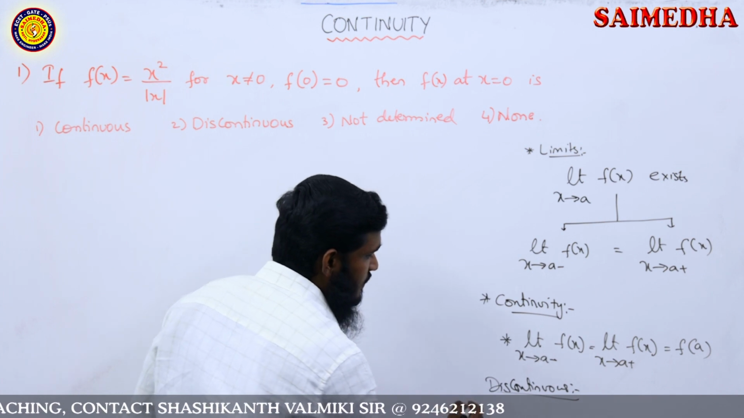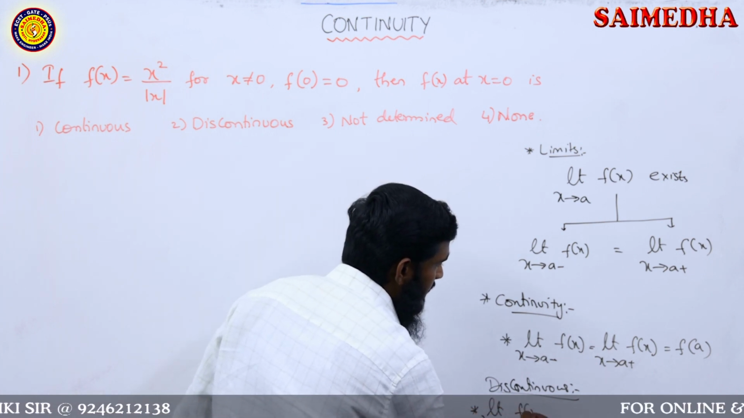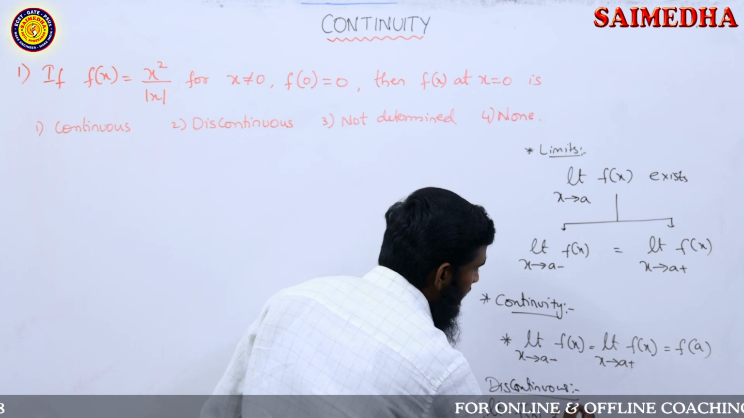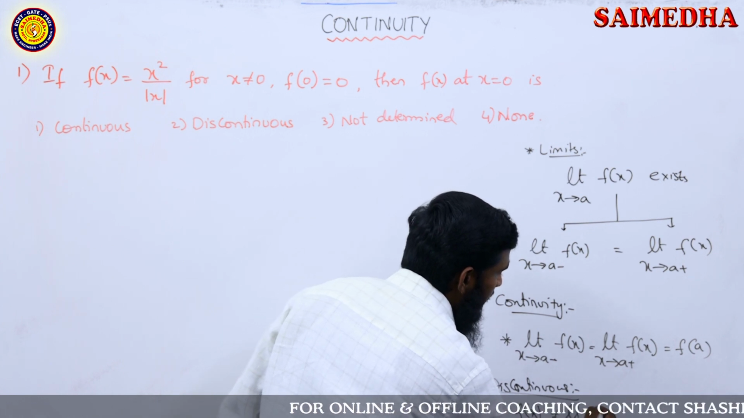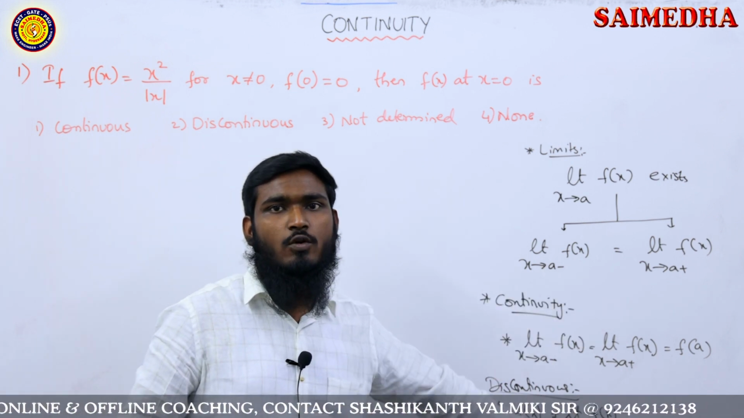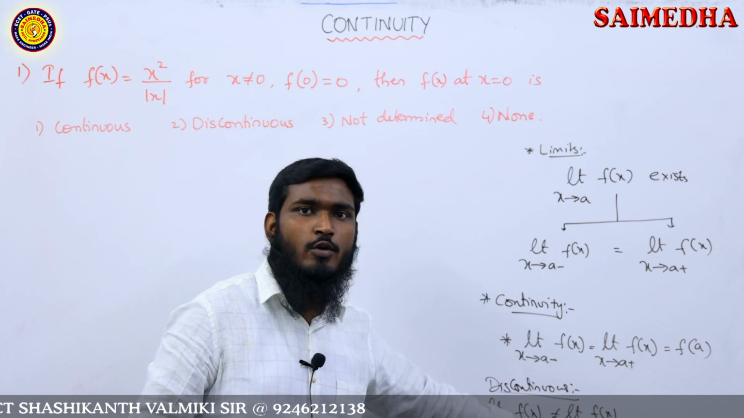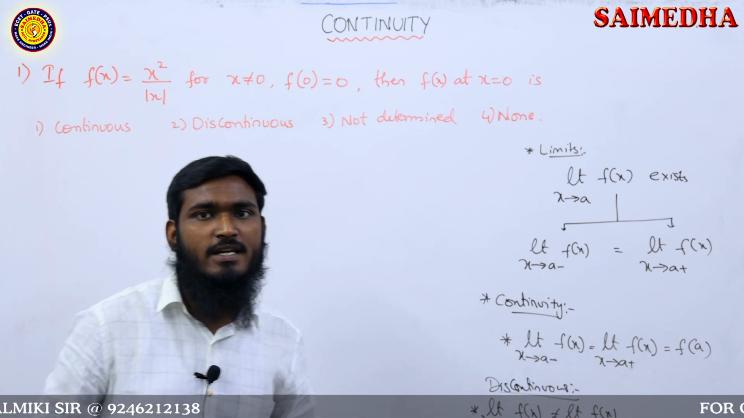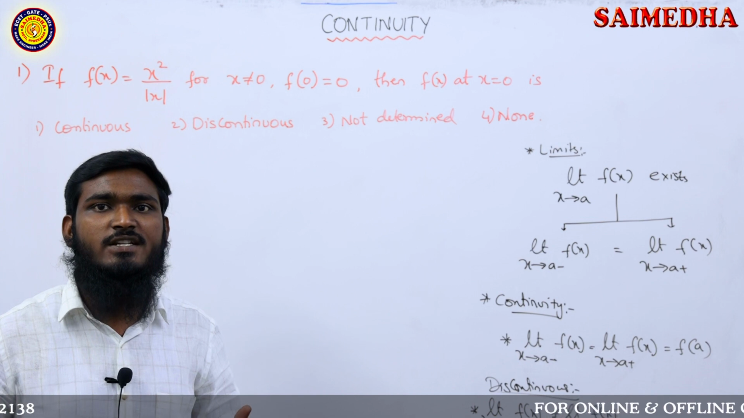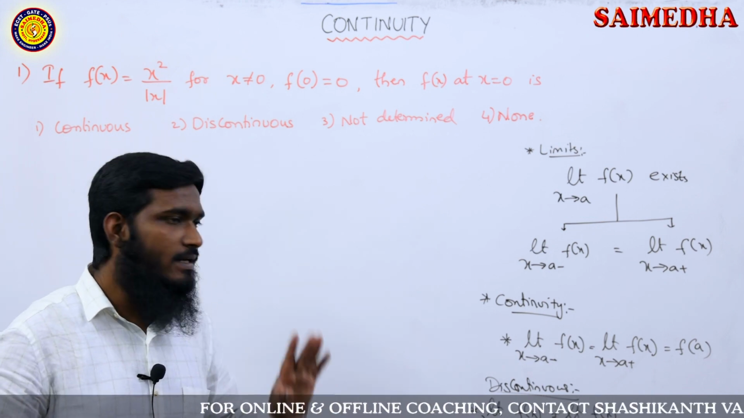So discontinuous function means first, limit x tends to a minus f of x is not equal to limit x tends to a plus f of x. Means LHL value is not equal to RHL value. When LHL value is not equal to RHL value, means limit itself is not existing. When limit itself is not existing, the function is discontinuous. Understood? The function is discontinuous.